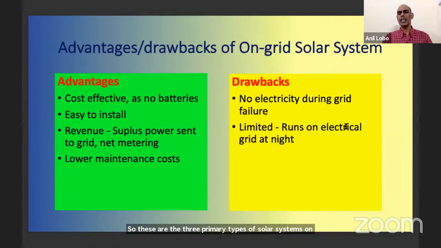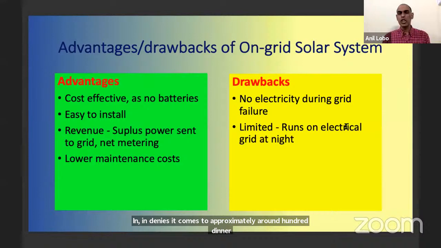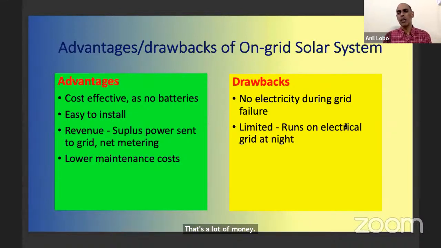Now let's understand the advantages and disadvantages of each system. The on-grid system is very cost effective since there are no batteries. Now batteries are the most expensive part. One simple 200 amp hour battery will set you back the equivalent of around 20,000 Indian rupees. In dinars, it comes to approximately 100 dinars. That's a lot of money. So imagine you have 20 batteries, 100 dinars times 20, that's 2,000 Kuwaiti dinars. Now, if I'm going to invest that much money into batteries, let me think about it. Do I want to go on-grid or do I want to go hybrid?